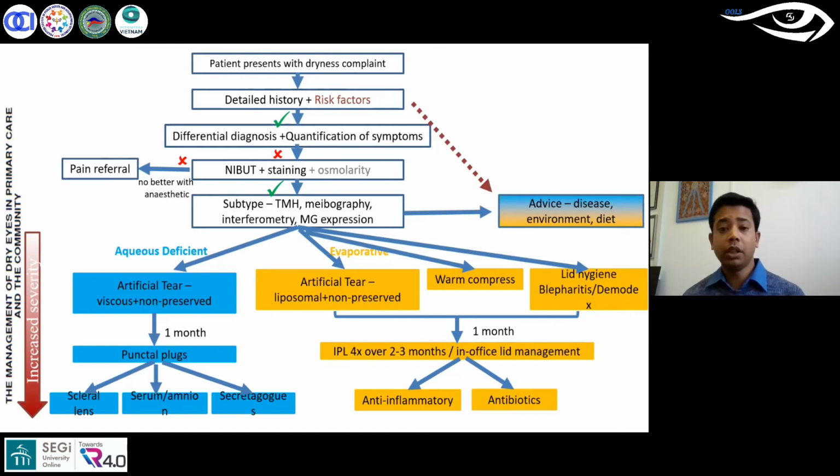And perhaps at this point, if the patient is a pre-dry eye patient, you may be able to act, or you should be able to foresee if the patient will land up having dry eye in the future. And then you start to give the advice on disease, environment, and diet to slow, lag, or delay the progression. I think that's all for me today.